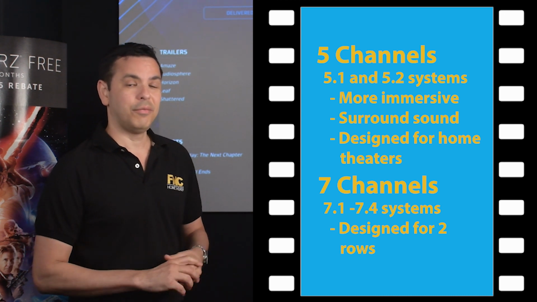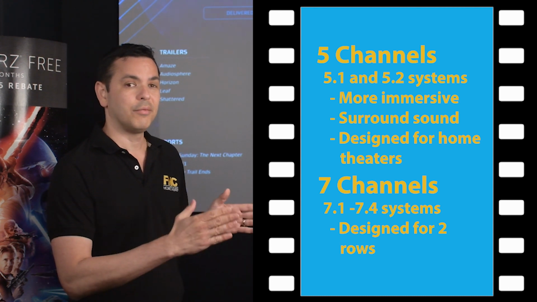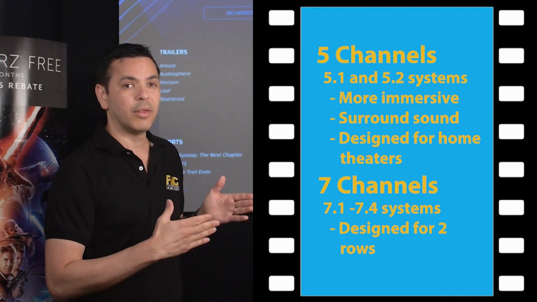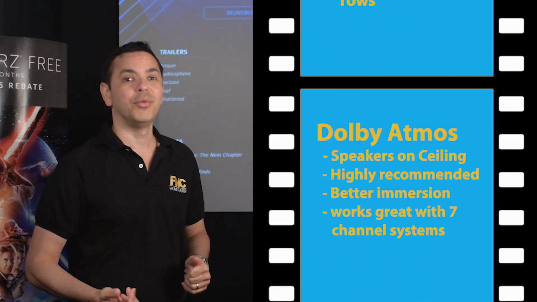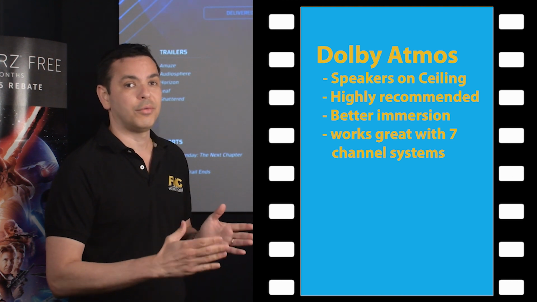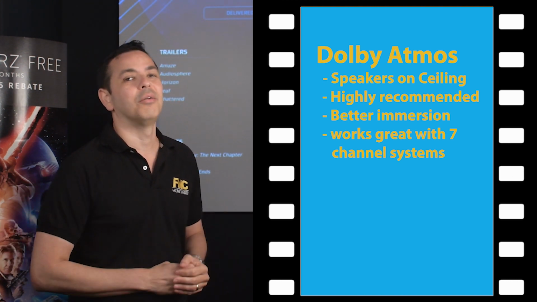7 channels if you have 2 or more rows. Actually, I would say if you have 2 rows of seats. If you have more, then we'll go to 9 channels. But a 7.1 or 7.2 or 7.4 is great when you have 2 rows of seats, so that everyone gets to have a real nice sound.